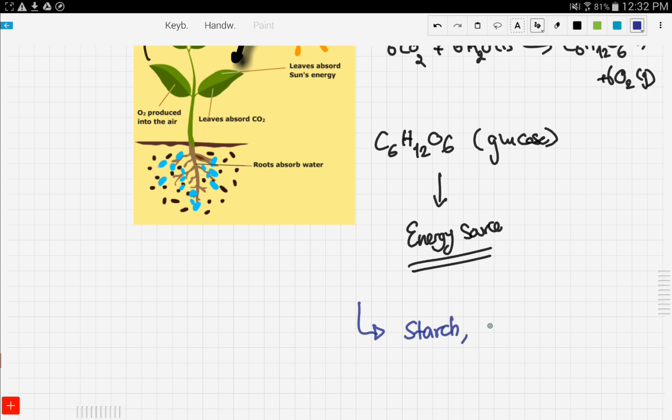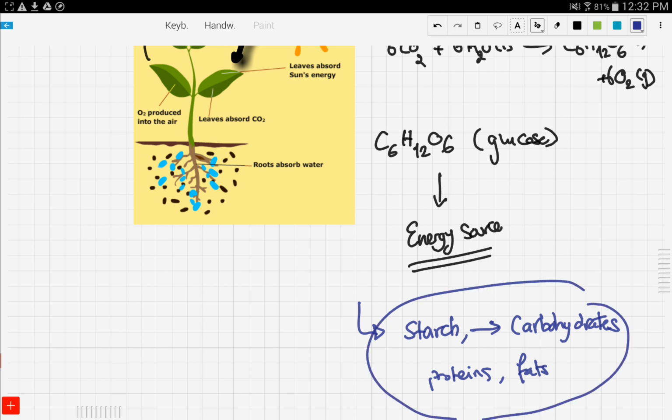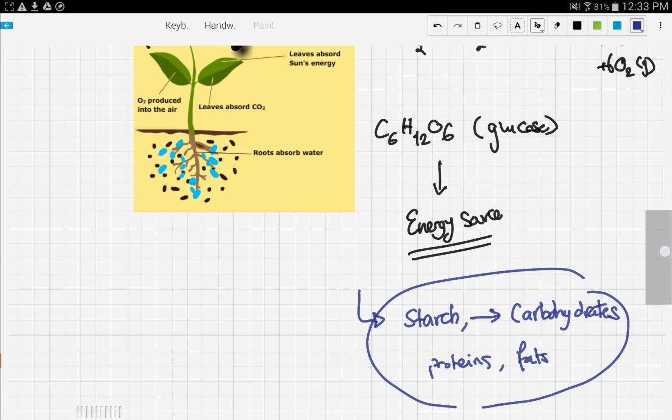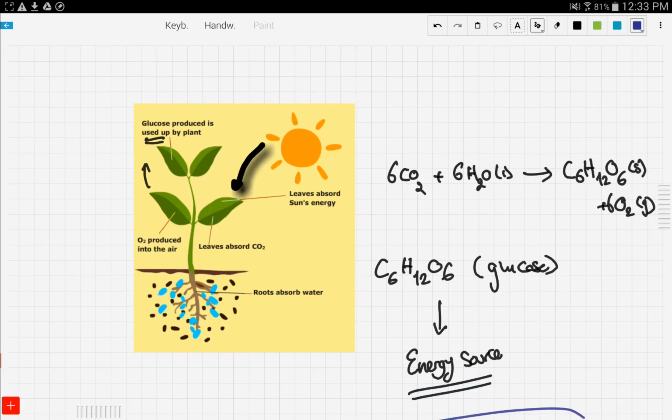And starch produces carbohydrates and also proteins and fats. And all of these are polymers, but they are biopolymers because they are produced naturally in plants and in soils and so on and so forth.